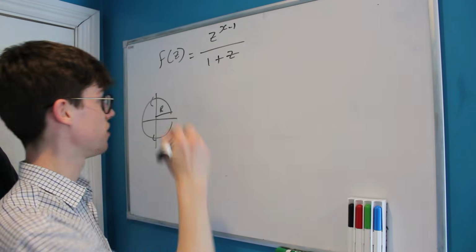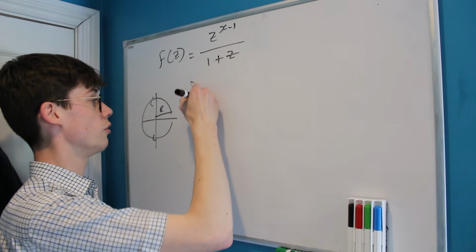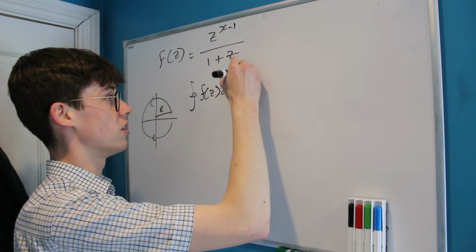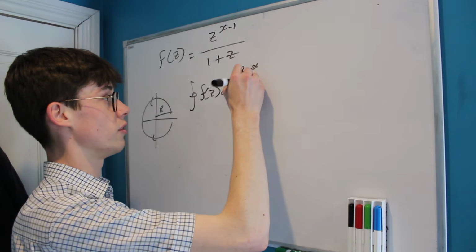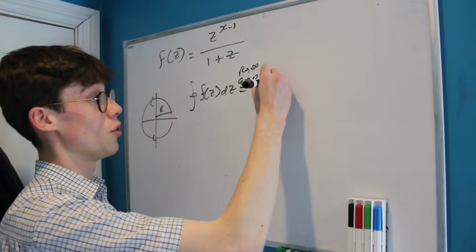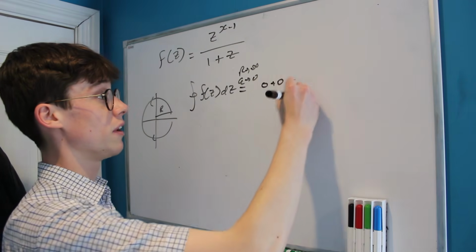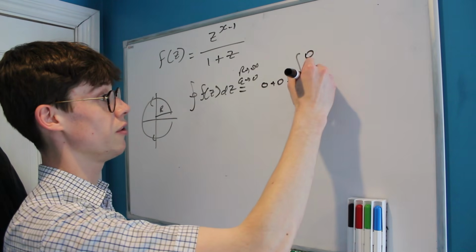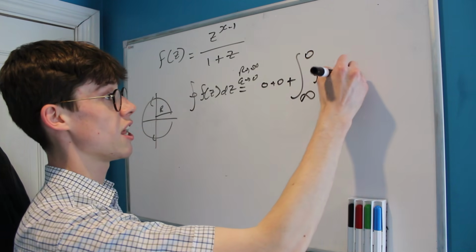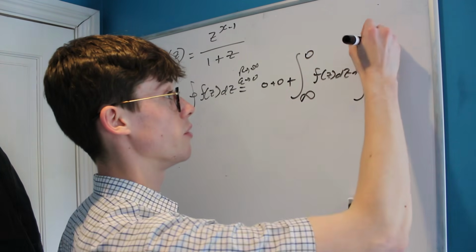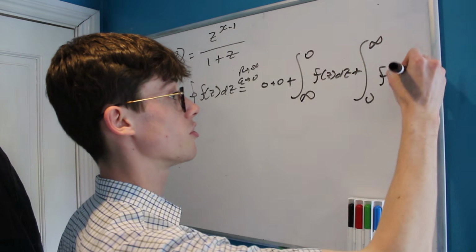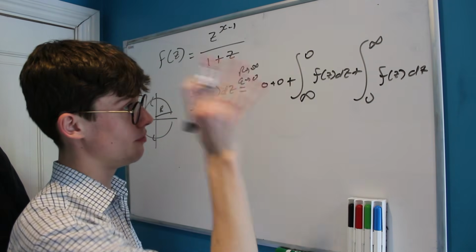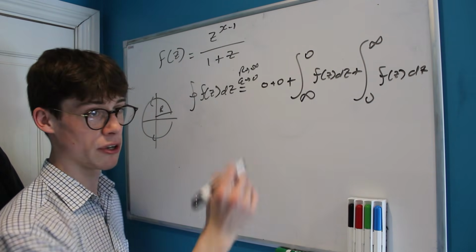And this is fantastic. It means that the integral along the entire function is equal to, well, as r goes to infinity and epsilon goes to 0, 0 plus 0 plus our integral from r to epsilon, which of course is going to be infinity to 0 of our function, plus our integral from 0 to infinity of our function with respect to z. But we can't just leave this here, we've got to parameterize.